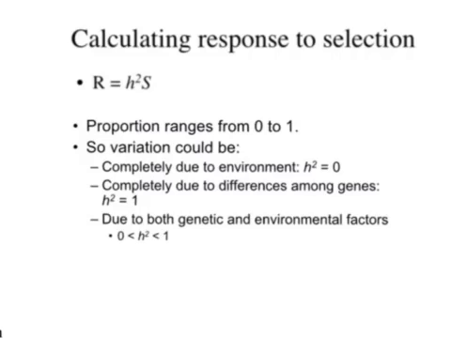Using this equation, we can find that if H2 is equal to 0, genes do not contribute to phenotypic individual differences. If H2 is equal to 1, all differences on a trait reflect genetic variation, meaning environment has no influence. When H2 is equal to 0.5, it means 50% is due to genetics, 50% is due to environment.